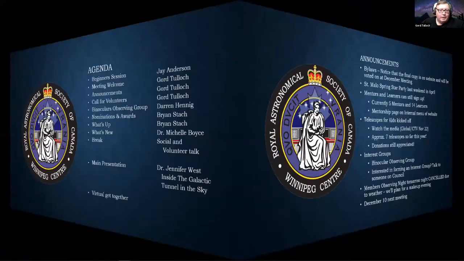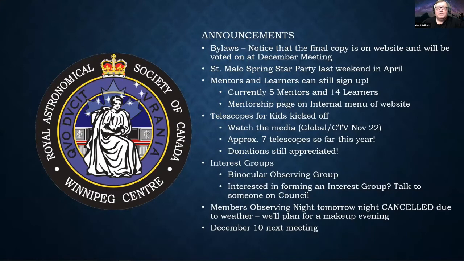So moving on to announcements, you'll see a notice in the newsletter that the final copy of the bylaws is on the website. It is under the internal menu. You need to log into the website first to see that internal menu, and that's all of the internal functions of the site. It is under the regulations and bylaws menu. So have a look at it. You will be voting on it in December.